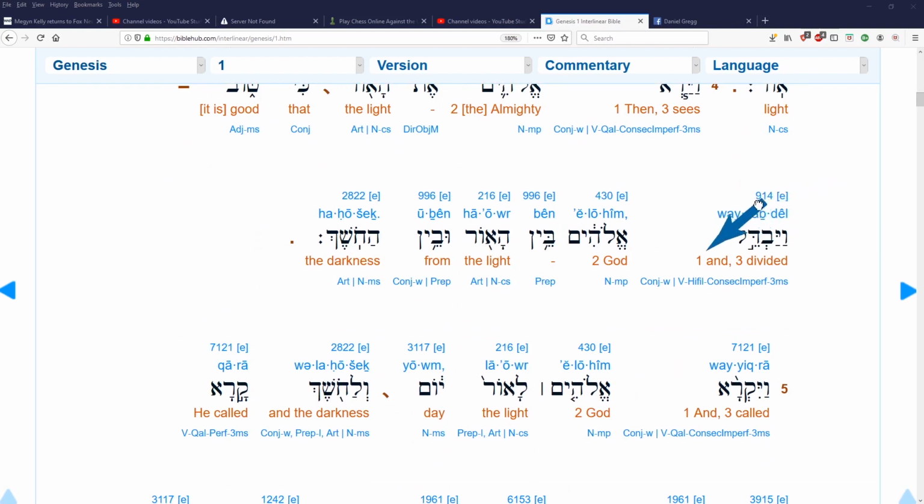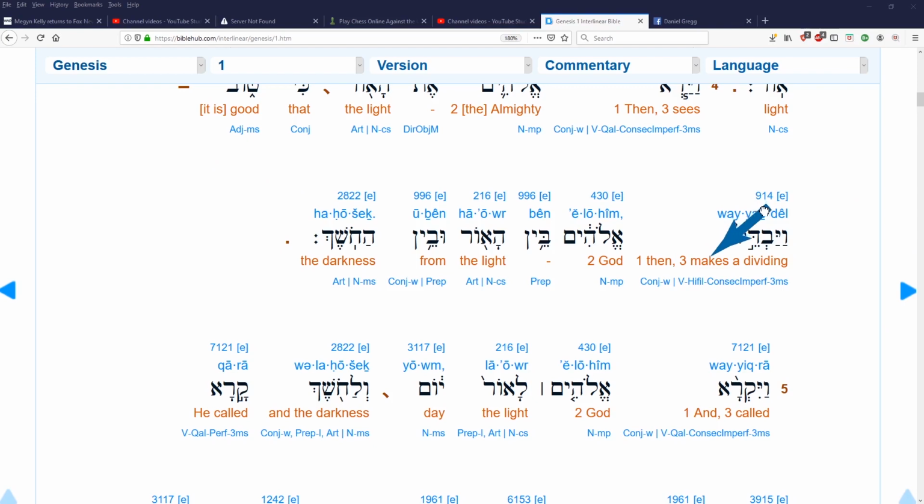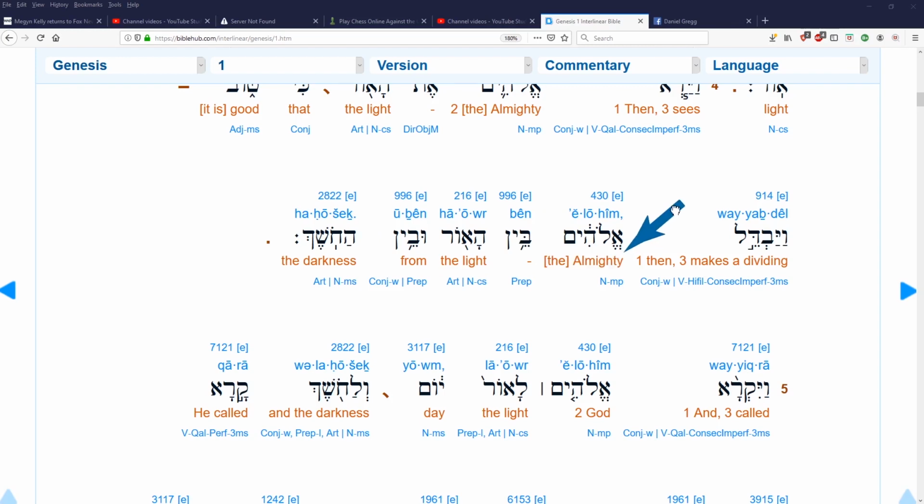Vayavdel. Again, we have a wav consecutive here. And also, this is a hiphil, so I will reflect that in the translation. The causative element of the hiphil, I have used the present tense verb makes to show a dividing. I have also used a participle ing to show the present sense of the imperfect. Makes a dividing. So at this point in time, a dividing was being made by God between the light and the darkness. The Almighty.